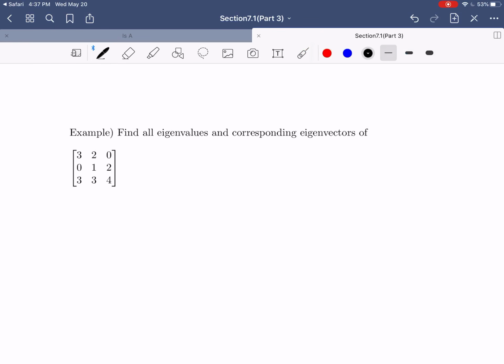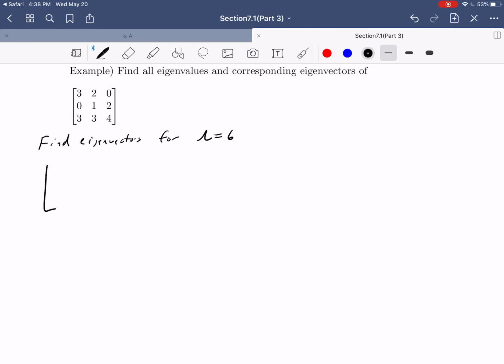So now let's find eigenvectors for lambda equals 6. We have to subtract 6 off the diagonal and then augment with the 0 vector. So we'll have negative 3, 2, 0, 0, negative 5, 2, and then 3, 3, negative 2, and then augment with 0, 0, 0.